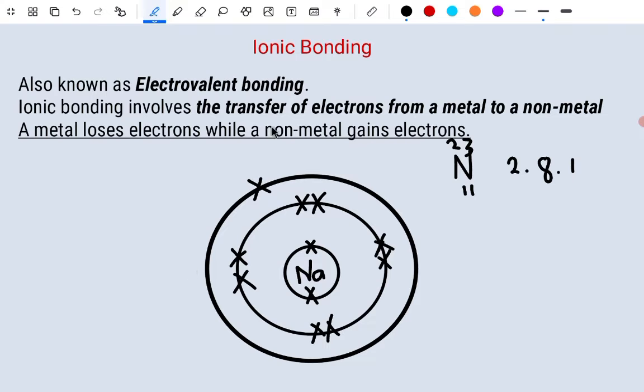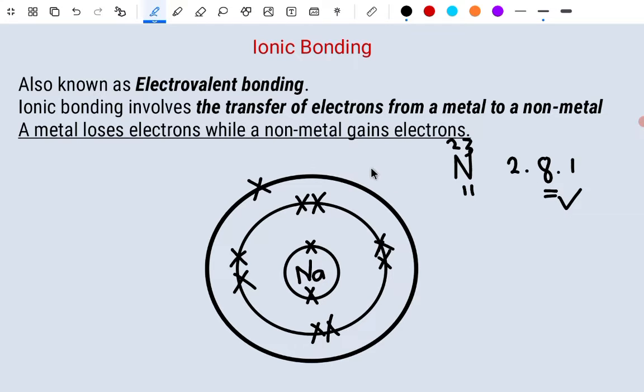Now, I don't know if we've heard of the octet rule. These shells must occupy a maximum number of electrons. For instance, the second shell you can see is occupied to a maximum of 8 electrons.